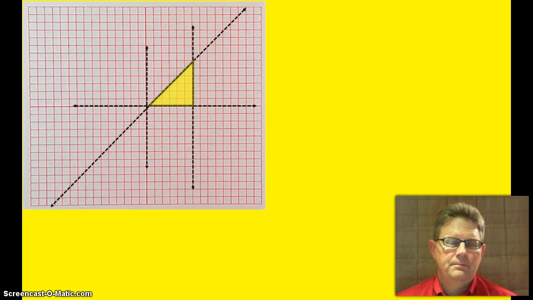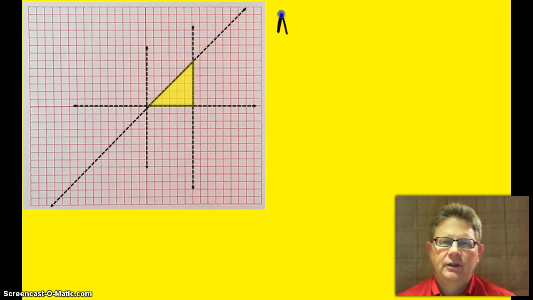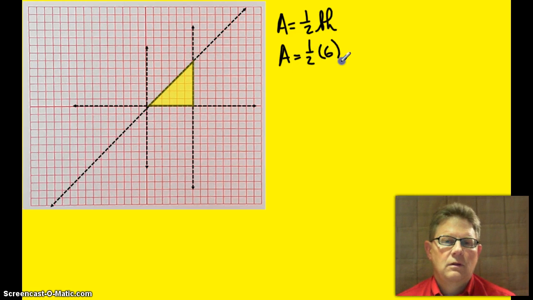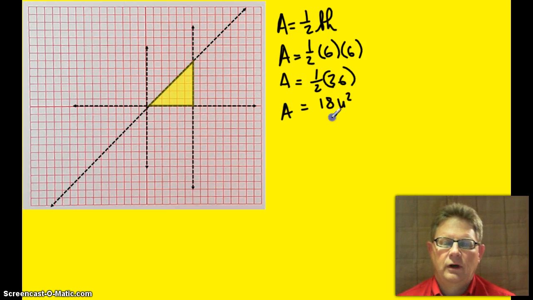Let's do another one. Okay, the area of that triangle, what you learned in geometry or in middle school, area equals 1/2 the base times the height. Area equals 1/2. The base is 6. The height is 6. The area equals 1/2 of 36. The area is 18 units squared. Let's do this with some calculus.